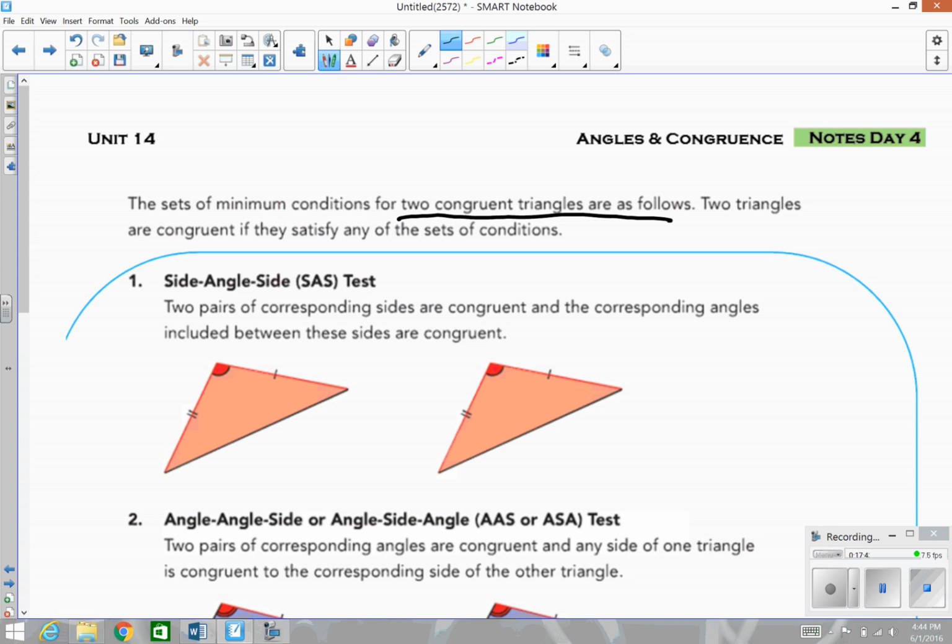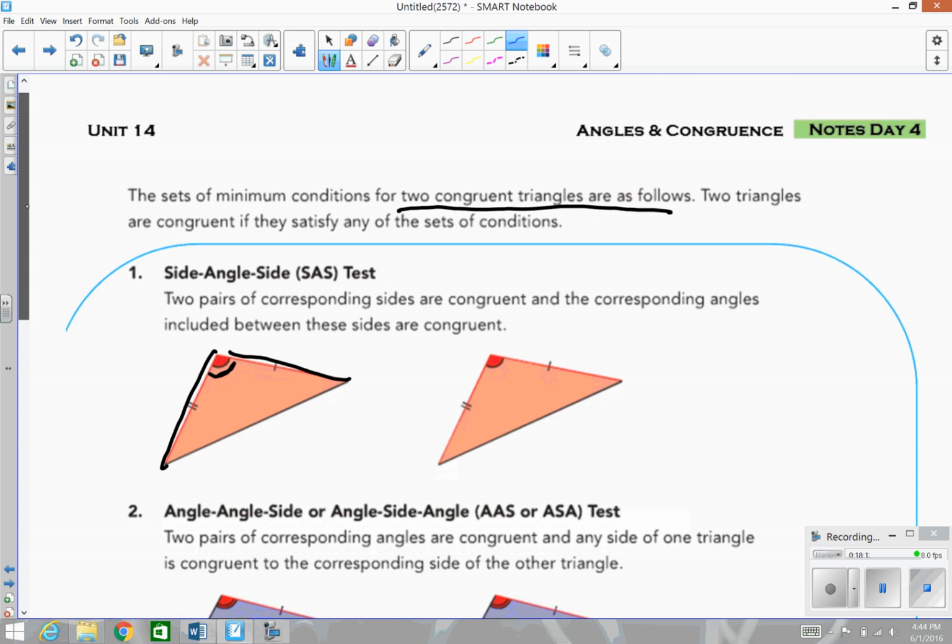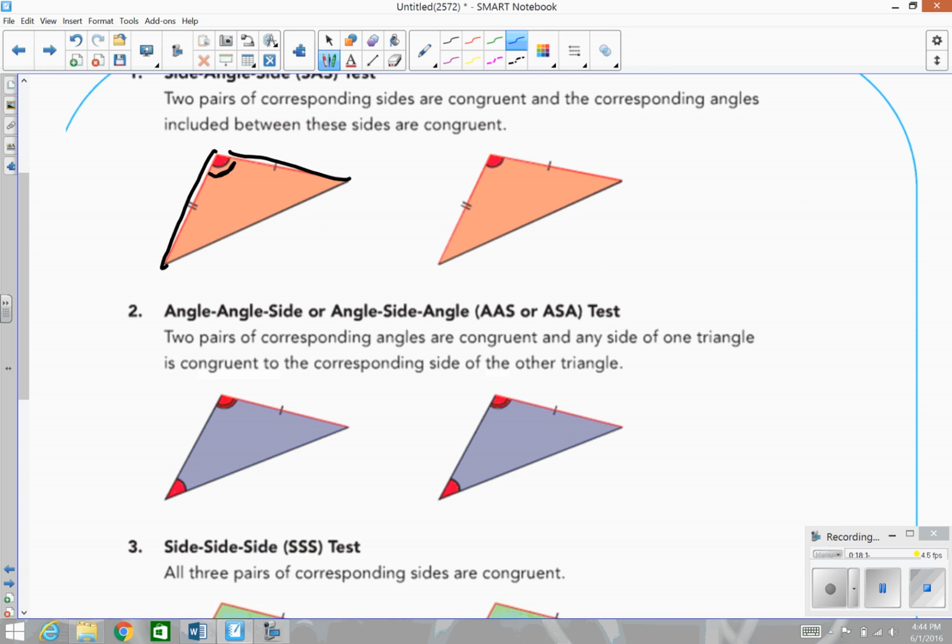The first one is what we call the side angle side test. Two pairs of corresponding sides are congruent and the corresponding angles included between these sides are congruent. So you have side, angle, side. The angle should be sandwiched in between two different sides. If we can prove that, then you can prove that the two triangles are congruent. The next one is angle, angle, side, or angle, side, angle.